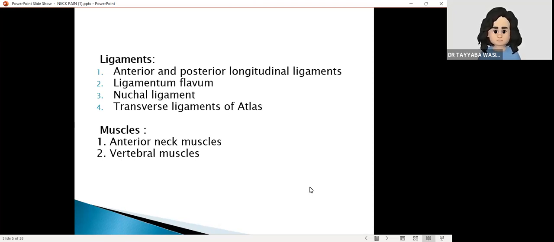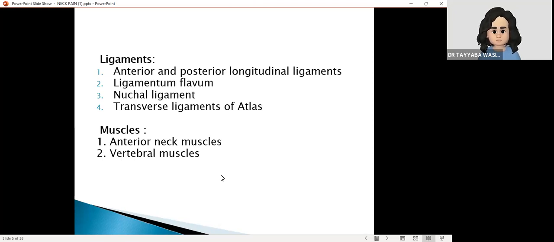And the nuchal ligament, in case of cervical vertebrae, is a very important thing. It extends from the occipital region to the spinous process of the seventh cervical vertebra. It is basically like a septum where many different muscles of the neck attach. Then come the transverse ligaments of the atlas, which connect the two lateral masses of the atlas and anchor the dens of the axis to the atlas. These are the important ligaments with reference to the cervical vertebrae.